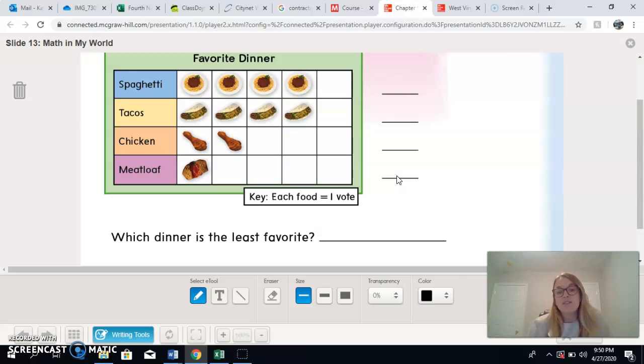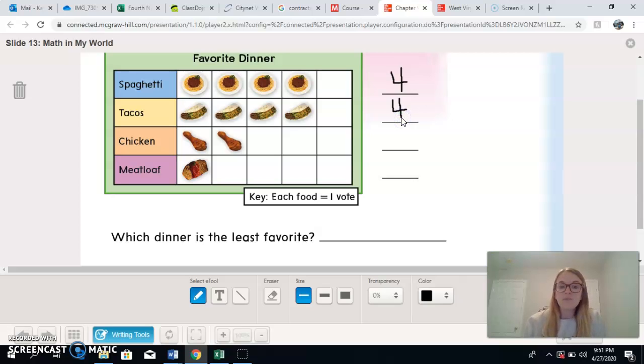So we are going to start at the top, and we'll just do spaghetti. So we're going to count each one. So for spaghetti, it's 1, 2, 3, 4. So right beside spaghetti on the first line over here to the right, we're going to write the number 4. And then for the next one, it says tacos. So we also have to count how many votes there were for tacos, for favorite dinner. There was 1, 2, 3, 4 votes for tacos for favorite dinner. So we're going to again write the number 4.